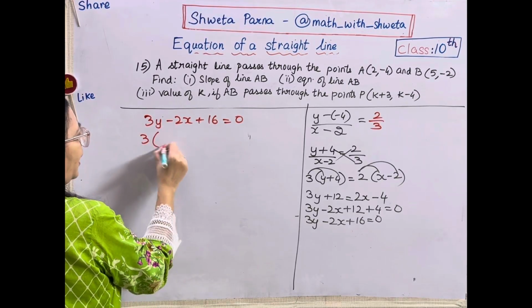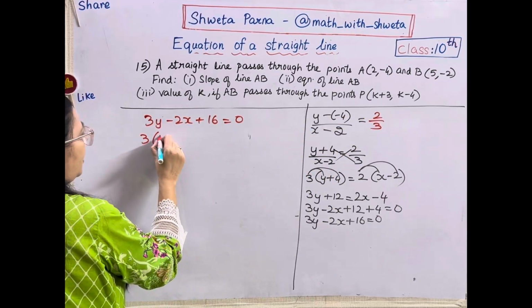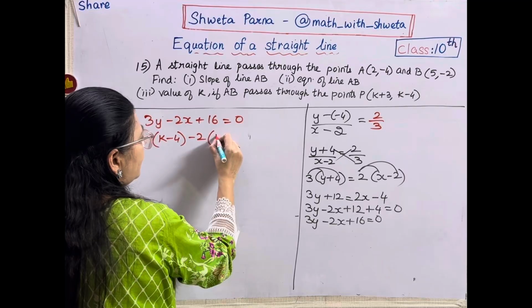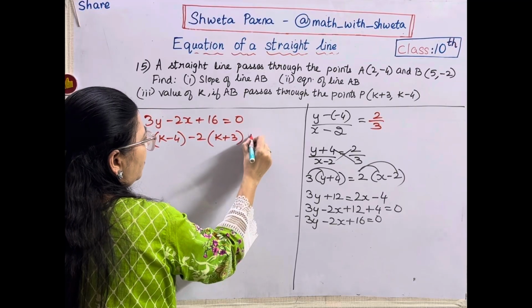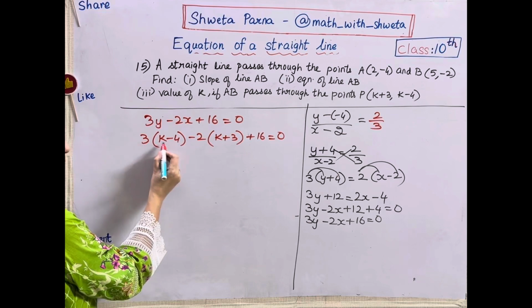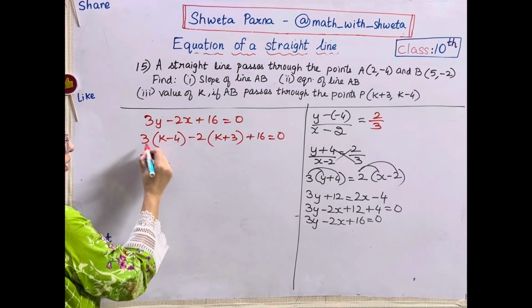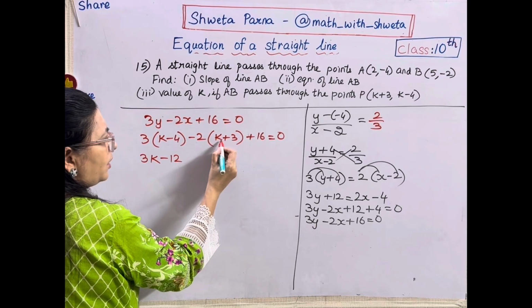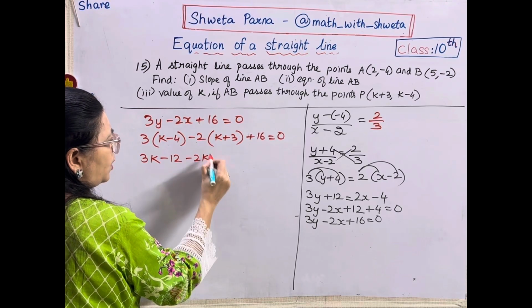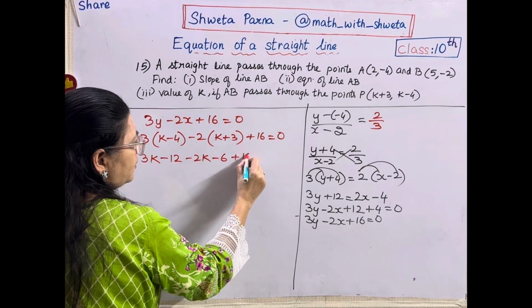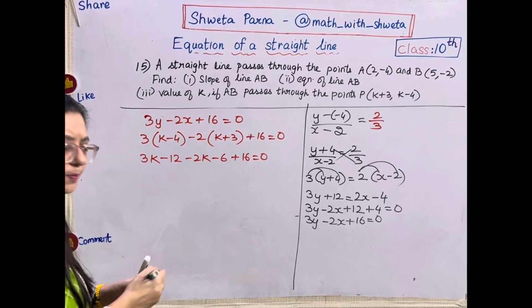Now what is y? y is k minus 4. Minus 2 into, what is x? k plus 3, plus 16 is equal to 0. Open the bracket. 3 into k is 3k. 3 into minus 4 is minus 12. Minus 2 into k is minus 2k. Minus 2 into 3 is minus 6, plus 16 is equal to 0.